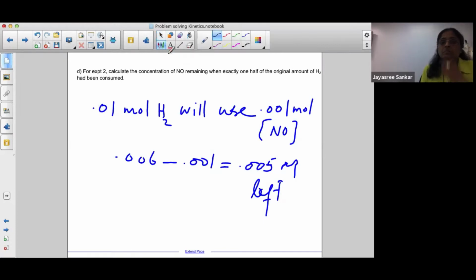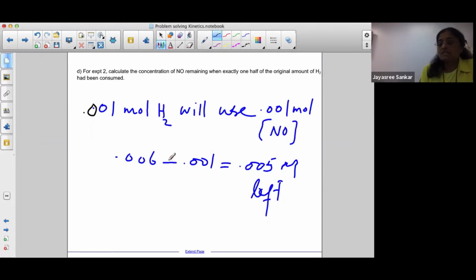Actually, there is a typo here. I'm correcting it. This is actually 0.001. So we started with the 0.02 moles of hydrogen. When exactly half of it is reacted, that means 0.01 mole of hydrogen is reacted. So based on the stoichiometry of the reaction, you can see that same amount, 1:1 proportion, 0.01 mole of nitric oxide will also be consumed along with the hydrogen.